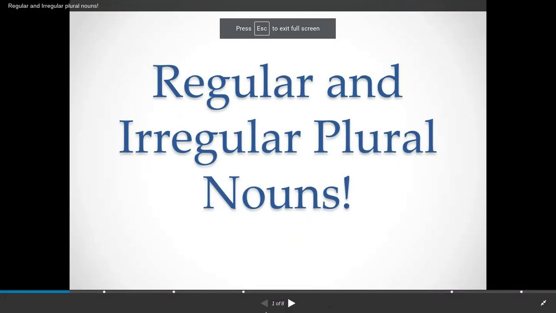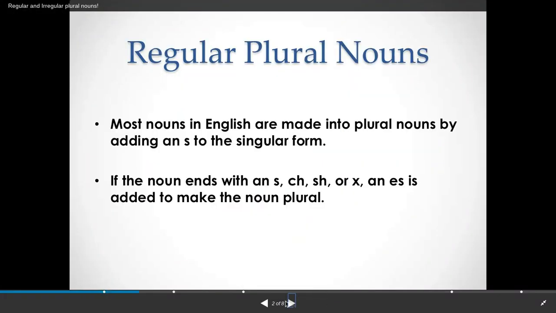So we have regular and irregular plural nouns. Regular plural nouns are most nouns in our language. We can make them plural by adding an S. So like I said before, cat, add an S, cats. You can have bike, add an S, bikes. One is singular, more than one is plural. If a noun, we know this from foundations, ends in an S, a CH, an SH, or an X, we add an ES to make the noun mean more than one.